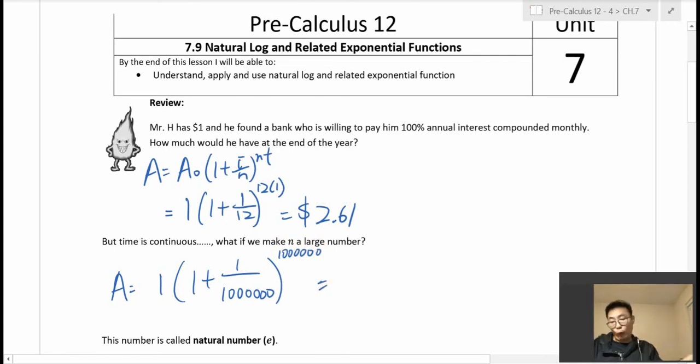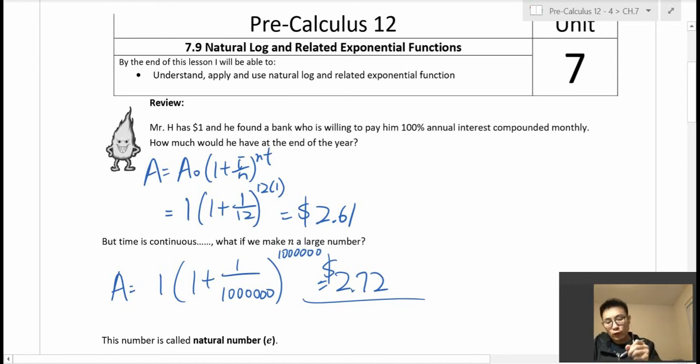I want to see what this actually turns out to be, so I'm going to put this into a calculator: 1 divided by a million, plus 1, to the power of a million. And this is actually 2.718, so I'm just going to round to 2.72. Notice it is an 11 cent difference. Not much, but it is still more.